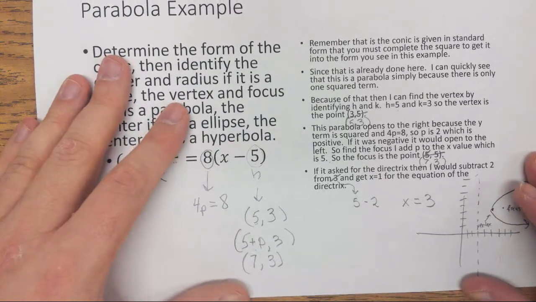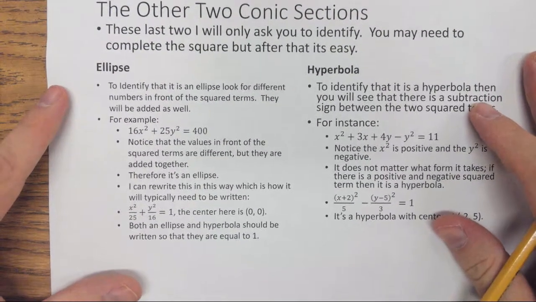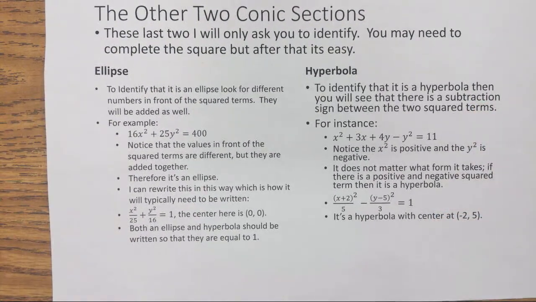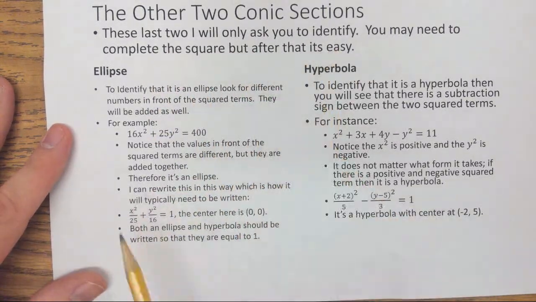Alright, 2 more things and then we'll be done. Just quick stuff on the other 2 conic sections. I know this video has a lot of information in it, and I apologize for that, but the best thing about it is this is the last one, and this stuff is, although it's somewhat difficult, not really that bad once you get used to it. So ask me lots of questions if you need to. The last 2 I'll only ask you to identify. You may need to complete the square, but after that it's easy.